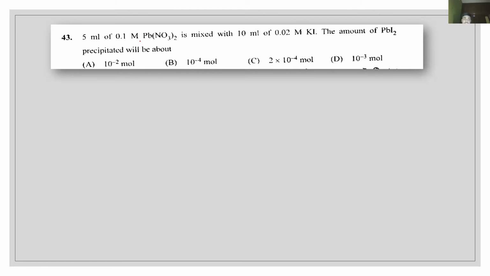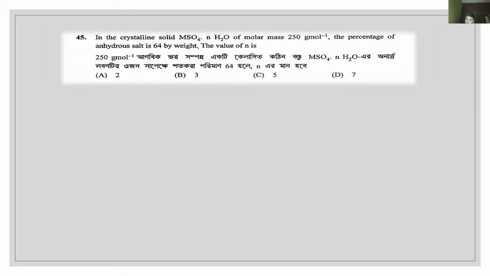So 5 ml of 0.1 molar lead nitrate is mixed with 10 ml of 0.02 molar potassium iodide. The amount of lead iodide that will precipitate: 10 to the power minus 2 mole, 10 to the power minus 4 mole, 2 into 10 to the power minus 4 mole, or 10 to the power minus 3 mole. This is a very basic question.